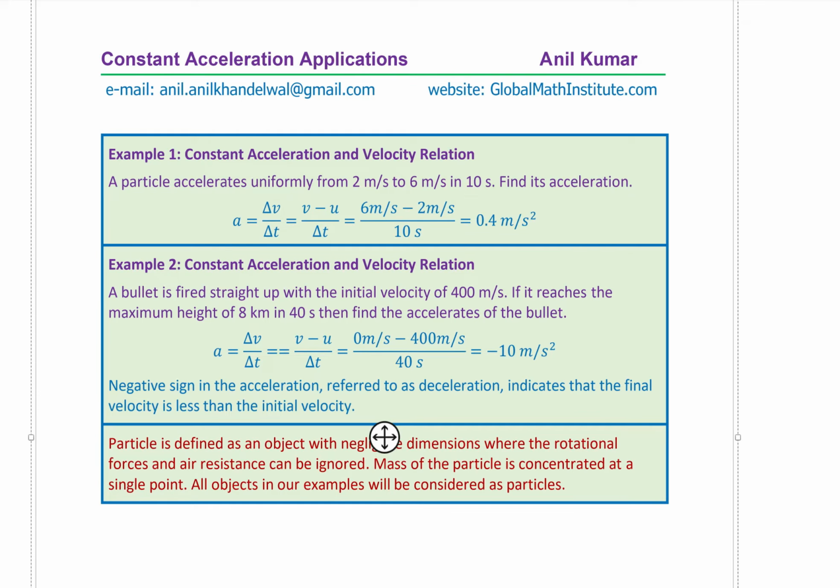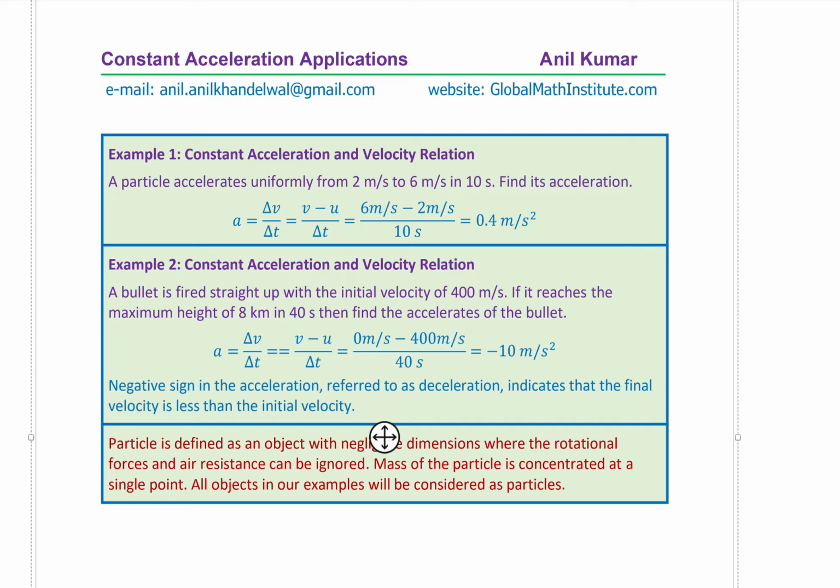Now let us take examples to understand how to apply these formulas. So that's the key. Example 1 is based on this constant acceleration velocity relation, equation number 1, which we just derived. A particle accelerates uniformly from 2 meters per second to 6 meters per second in 10 seconds. Find its acceleration. Correct? So that is the question for you.